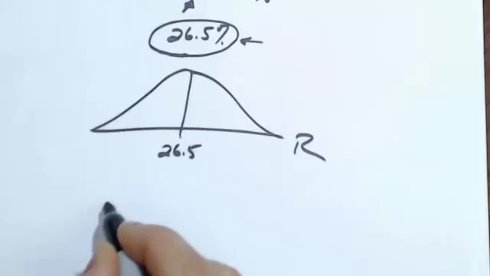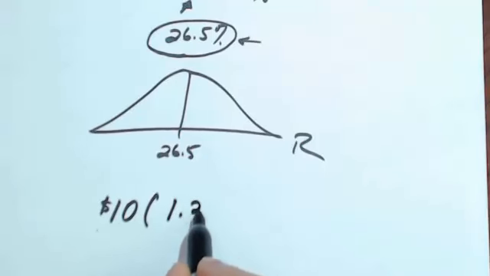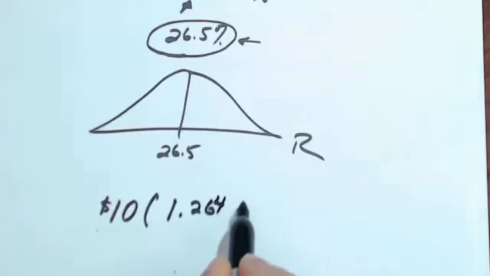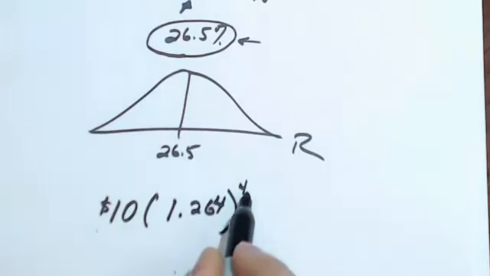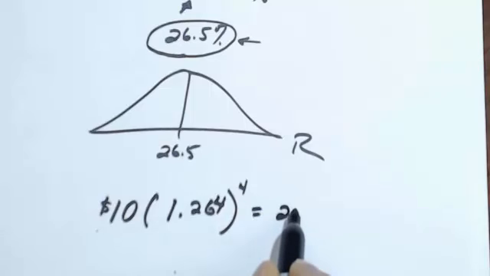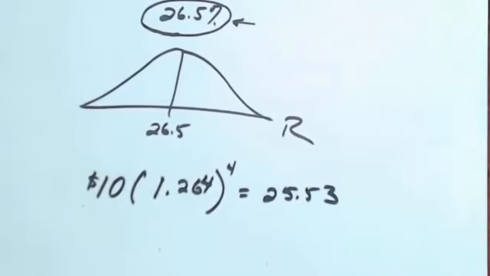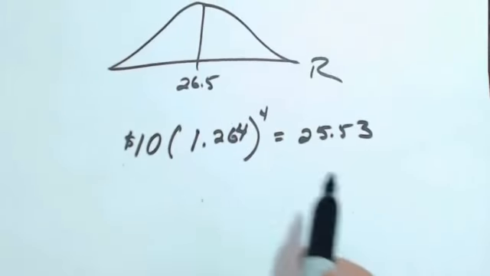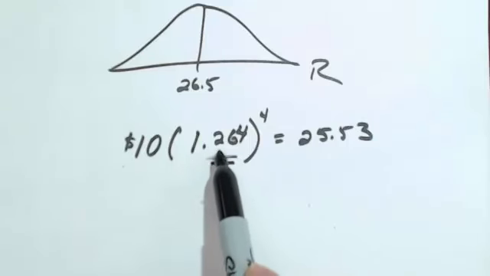Well, look, I've got $10, and I'm going to take the average holding period return, 1.264, and take it to the 4th power because I'm getting 26.4% on average, right? And I come up with $25.53 when I do that. So it's just an application of the information I used, and where you can find usefulness in geometric returns. And here you have it.